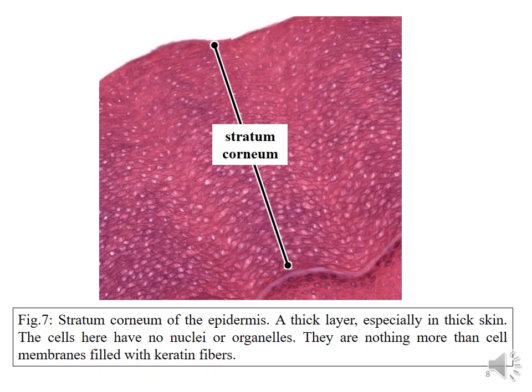Finally, the most superficial layer is the stratum corneum. All this is the stratum corneum, and it is a thick layer in thick skin, and it is formed of many sublayers. And the cells here are flattened squamous cells. Of course, they have no nuclei and no organelles, and they are nothing more than bags filled with keratin.